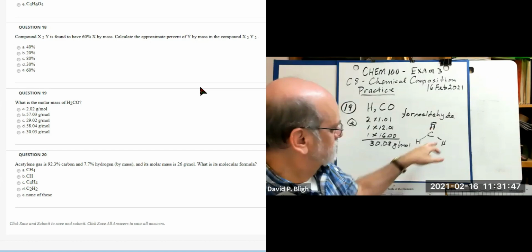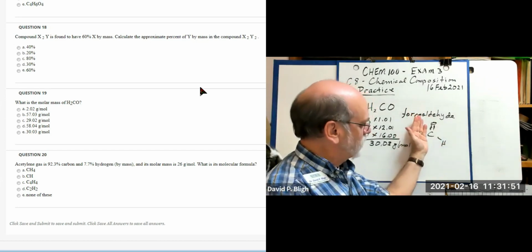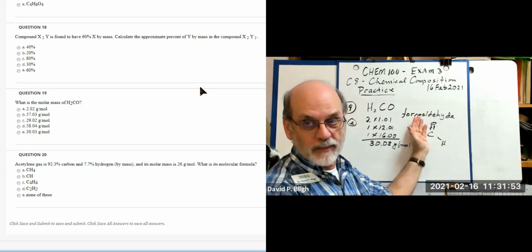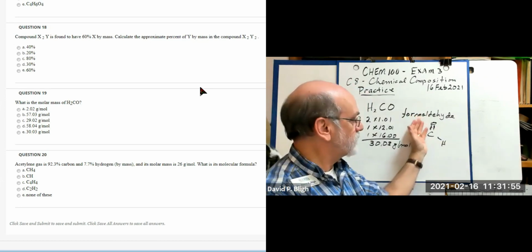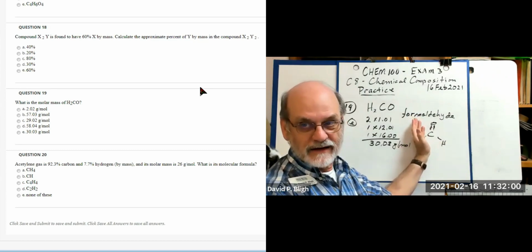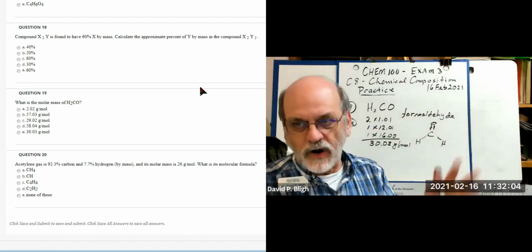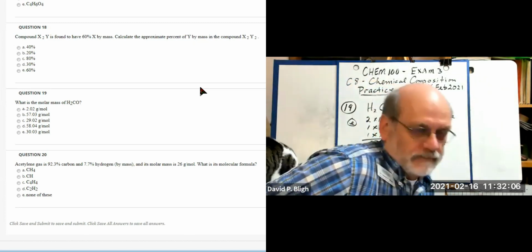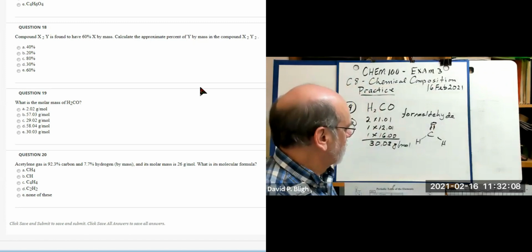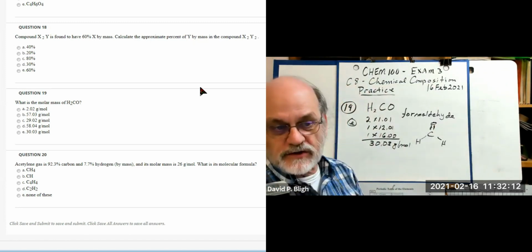Anything that's got that group right there is called a carbonyl, with a carbon and a double-bonded oxygen, and a hydrogen off the very end of the molecule is an aldehyde. And then you can have more carbons over here, and they're all aldehydes, but that's the simplest one. Okay, so that's 19. Now we just do 20 and we're done.